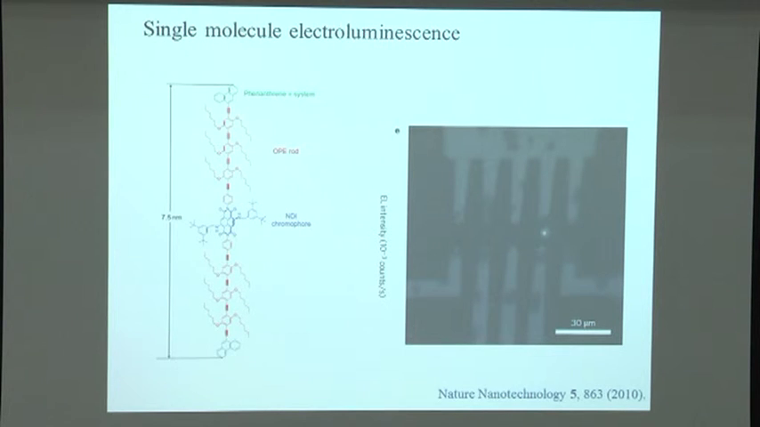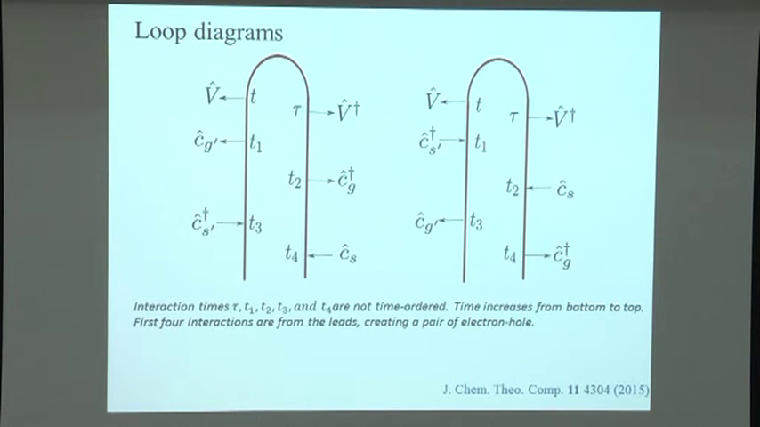This is the experiment that people have already observed. There are many more, but here they observe this is the molecule, and then electrons come here, and then a hole is created at this end, and they claim that the electron-hole recombination takes place at this center part. And this is the signal. In this case, you have only two loop diagrams. Life is much simpler for electroluminescence. So these two diagrams you can calculate.